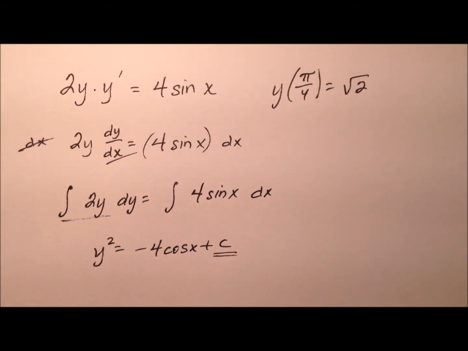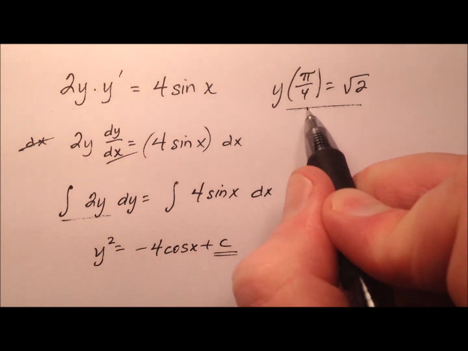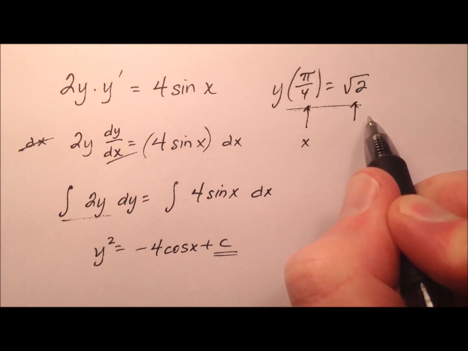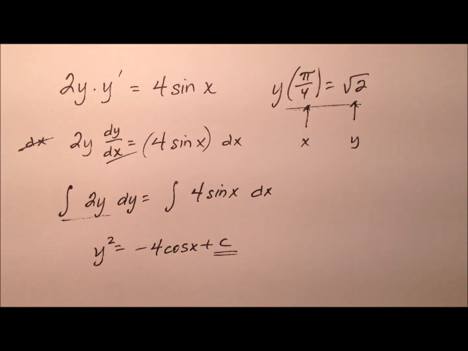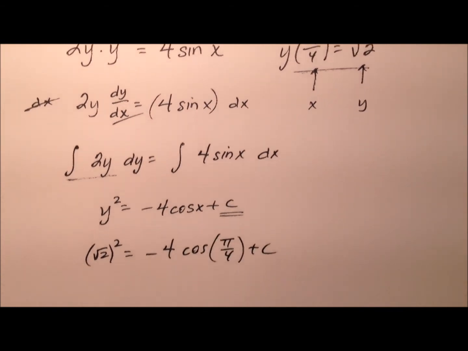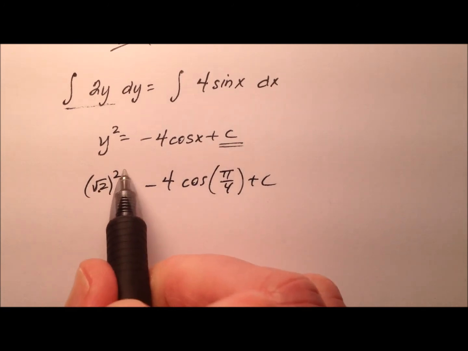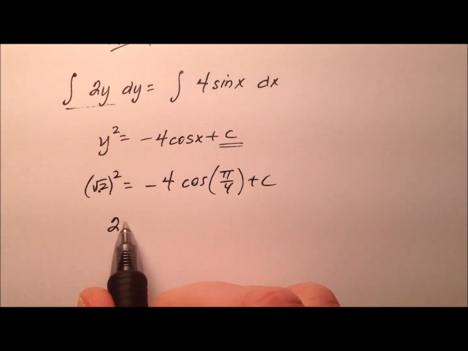Well, in order to find this value of c, we can use our initial condition. So this pi over 4 is our x value. The square root of 2 is our y value. So we can plug things in. So y is the square root of 2 squared equals negative 4 times the cosine of pi over 4 plus c. Okay, well the square root of 2 squared is just 2.